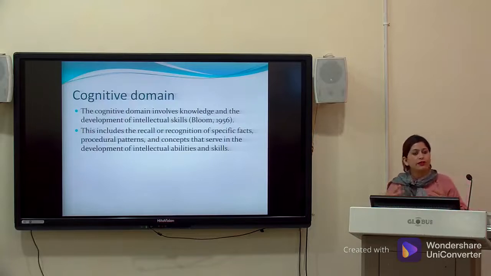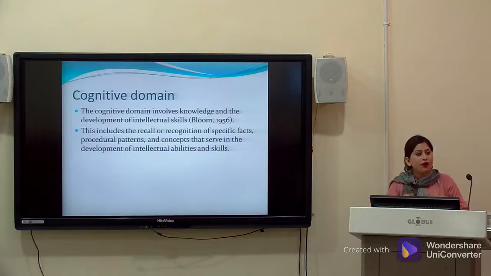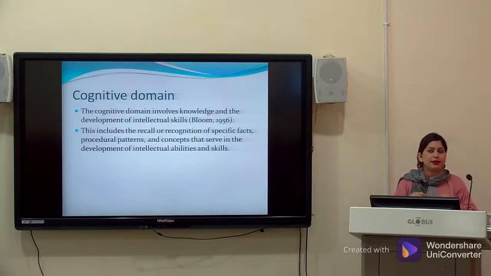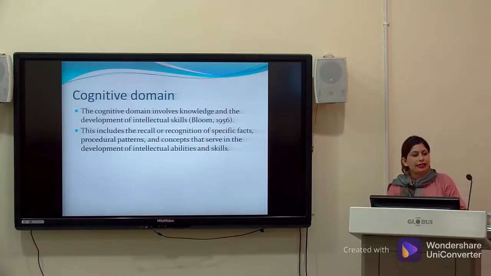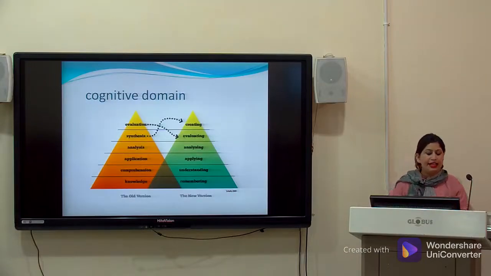Then above the three lower levels of the hierarchy, there are the HOTS, the higher order thinking skills of learning. So what are the HOTS of learning? These require higher cognitive mental abilities. So what are the higher cognitive mental abilities? In 1956 it was analysis, synthesis and evaluation. But when it was revised in 2001, now it's analyzing, then evaluating and then creating.